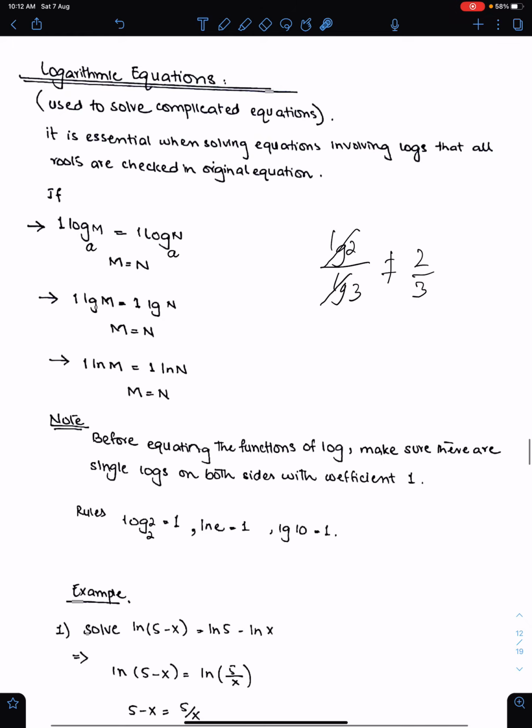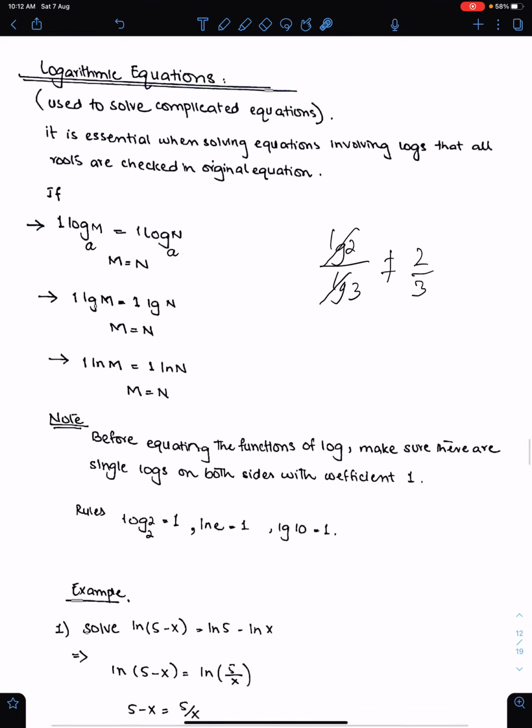Logarithmic equations are used to solve complicated equations. It is essential when solving equations involving logs that all answers or roots are checked in the original equation. This is very important. You must check your answers with the original equation. These are logarithmic equations for all types of logs.